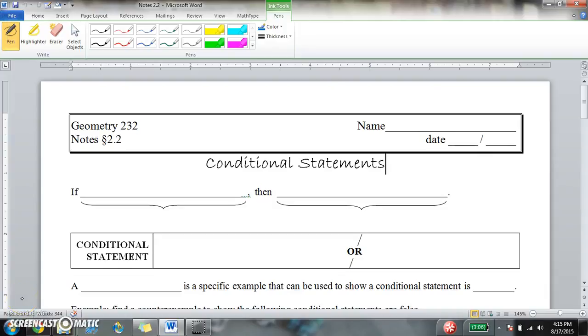This is Geometry, Section 2.2, Conditional Statements. So a conditional statement is an if-then statement. Basically, it's a cause and effect statement. If something happens, then something else happens.